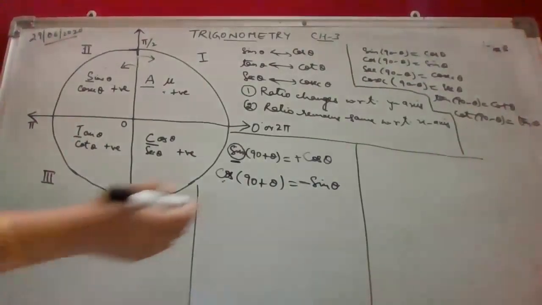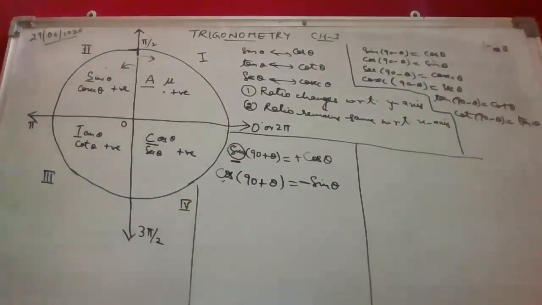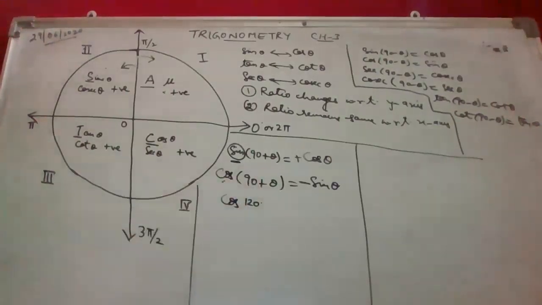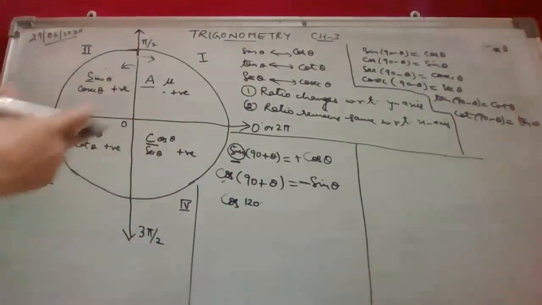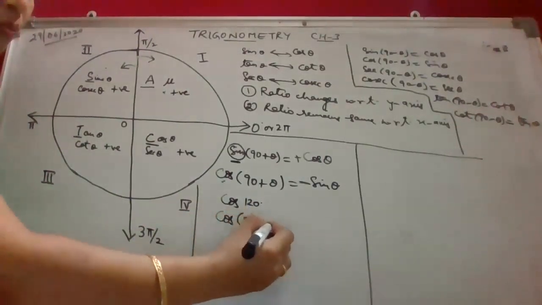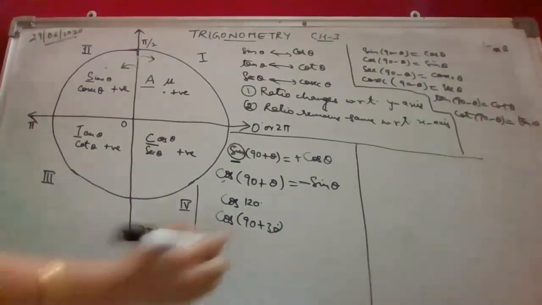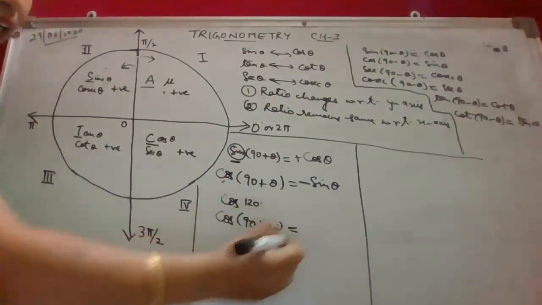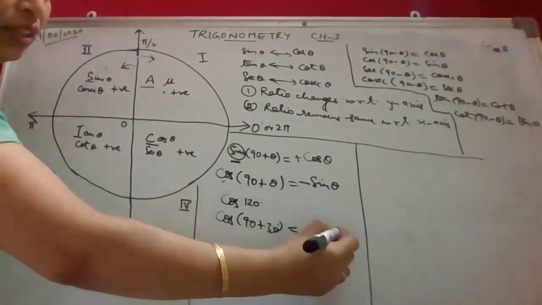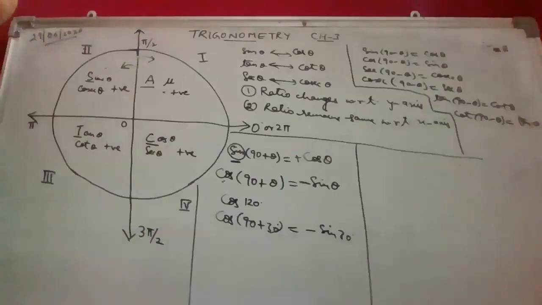Now why are we doing these ratio changes, or why are we applying these signs here? Let us see. Suppose I want to find out the value of cos 120 degree. I don't know the value of cos 120 degree. We cannot remember the values of all the bigger angles. So I can write it as cos of 90 plus 30 degree. Okay, 90 plus some acute angle, and I can definitely now change it to minus sin 30. So it will be easy for me to find out the value.